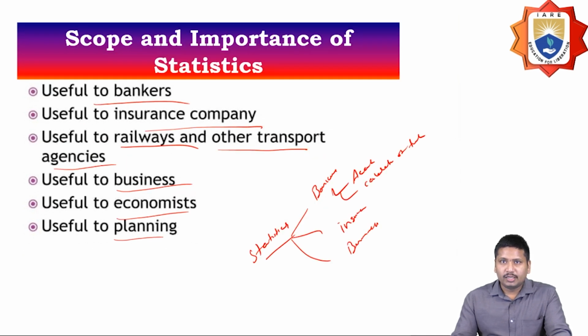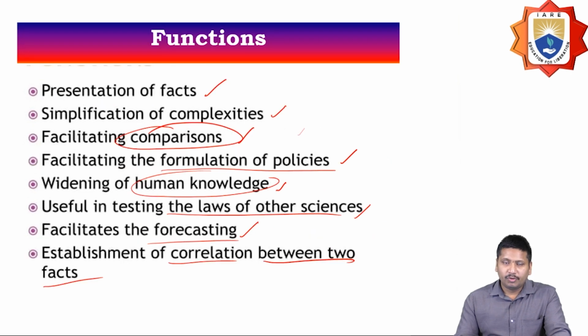Statistics should also be used in science and art applications. As for the importance of statistics, it is used mainly by bankers, insurance companies, railways and other transportation agencies, and it is also used by business, economics and planning. Some of the functions of statistics are presentation of facts, simplification of complexities, facilitating comparisons, testing in other sciences, facilitating forecasting, and establishing correlation between facts.